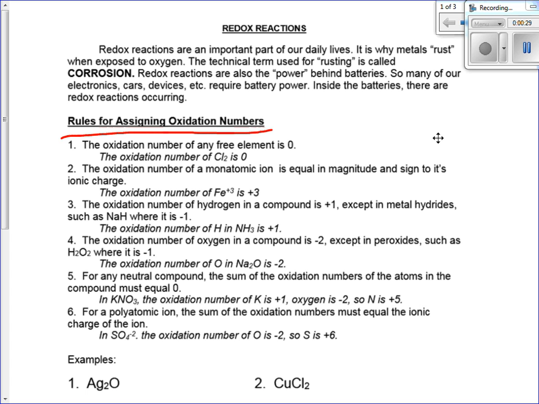Okay? So, first thing though is rules for assigning oxidation numbers. Okay? Generally, the atoms on the periodic table, the elements on the periodic table are going to follow their normal charges, except for a few in certain cases. So, like the alkali metals that are in group 1, what is their charge going to be?